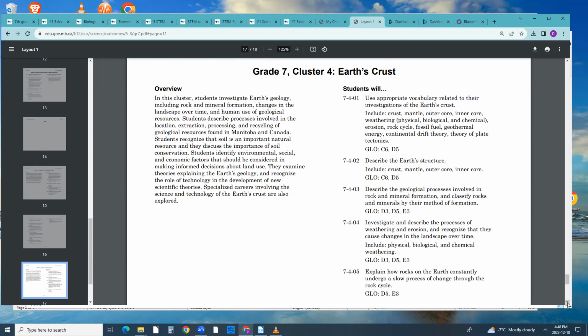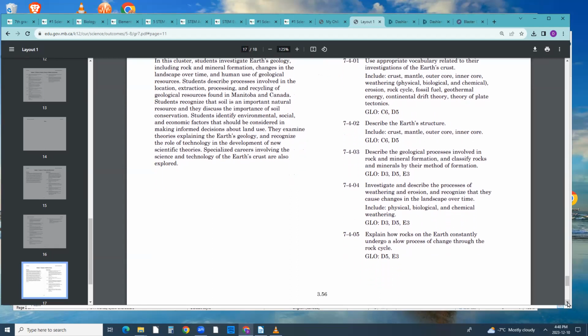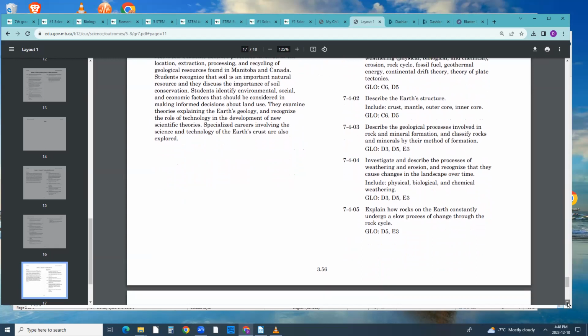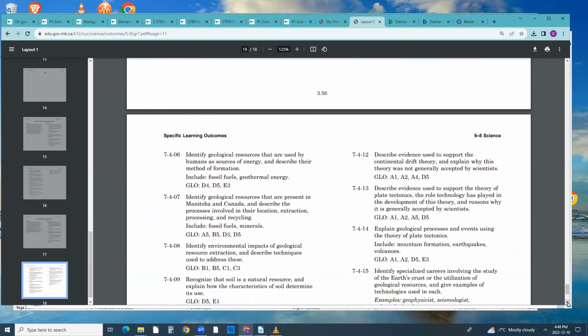Describe the Earth's structure. Include crust, mantle, outer core, inner core. Describe the geological processes involved in rock and mineral formation, and classify rocks and minerals by their method of formation. Investigate and describe the processes of weathering and erosion, and recognize that they cause changes in the landscape over time. Include physical, biological, and chemical weathering. Explain how rocks on the Earth constantly undergo a slow process of change through the rock cycle.